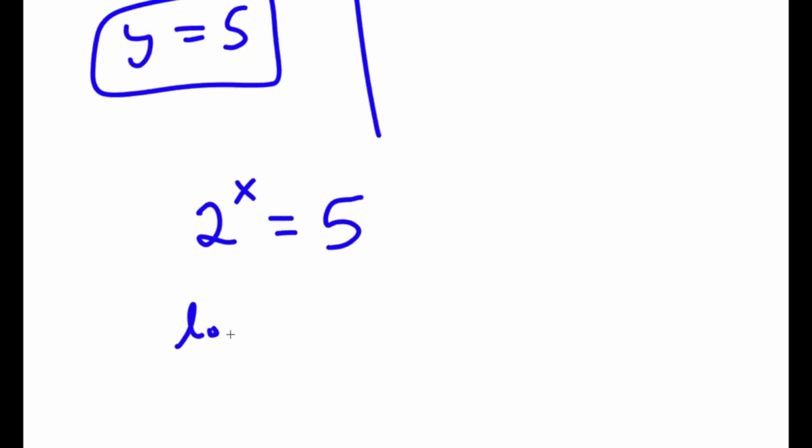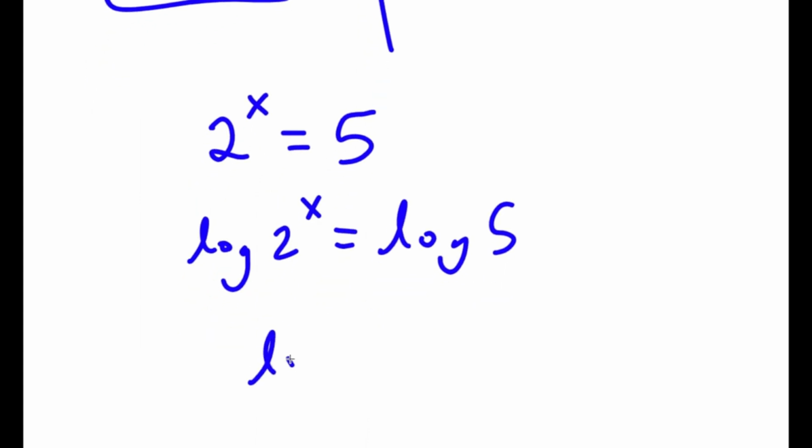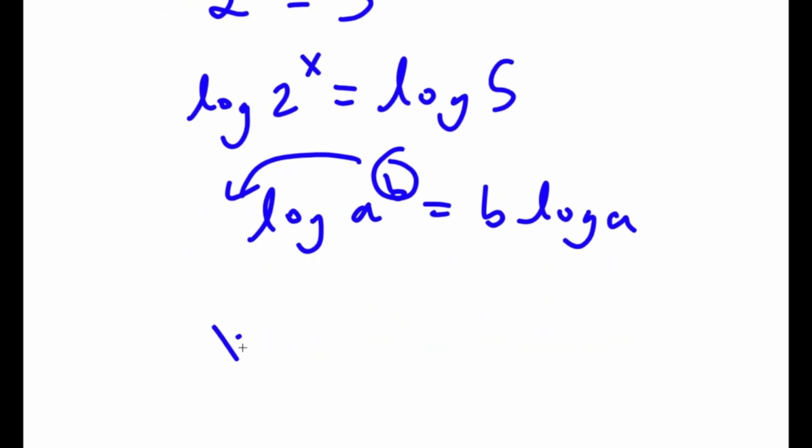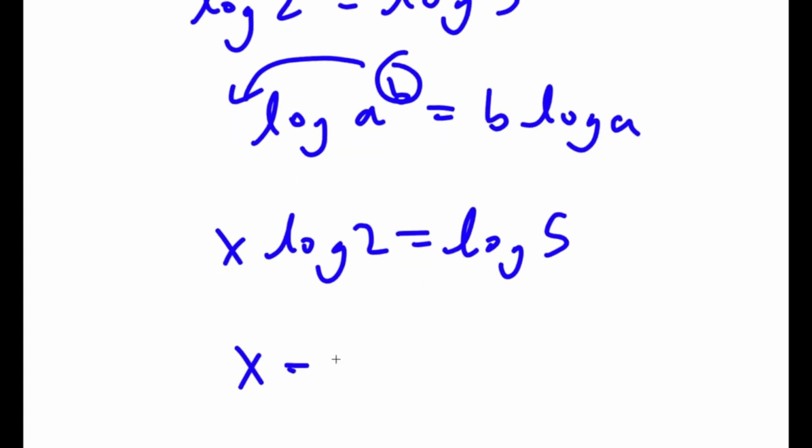And I'm going to take the log on both sides to solve this, so I have log of 2 to the power of x is equal to log 5. And if I have something in the form log a to the power of b, I can move this exponent to the front, so it's going to equal b times log a. So this is the same thing as x times log 2 is equal to log 5, meaning x is equal to log 5 over log 2.